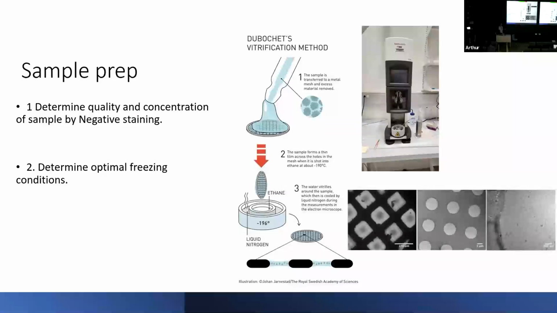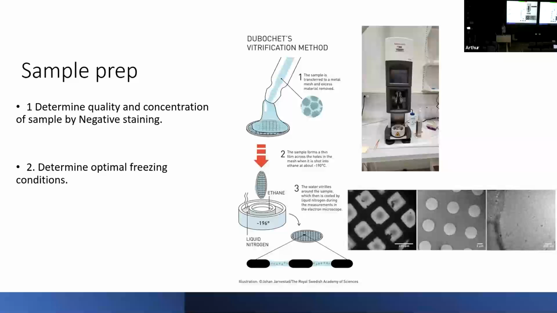But the basic sample prep is, again, negative staining. I can't say it often enough. Start with negative staining, and then determine your optimal freezing conditions. What we're going to do is put sample on a grid, blot that grid to a particular thickness, and then drop that quickly into liquid ethane that's at liquid nitrogen temperature, so minus 190. Hopefully what you're going to end up with is a monolayer of protein in a monolayer of ice that has zero ice crystals, or vitrified ice.